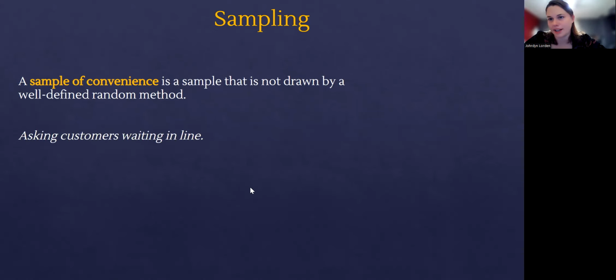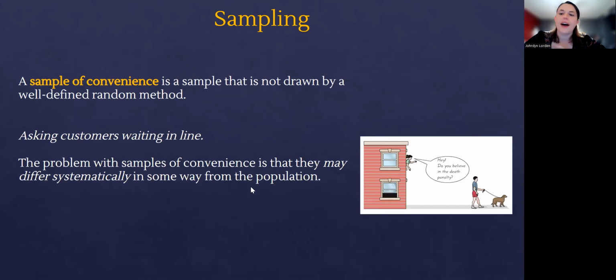Asking customers waiting in a line, asking people in your neighborhood, whereas your neighborhood may systemically differ from everyone you want to talk about in some way, right? So we want to make sure that we're sampling from various different backgrounds, or at least we're trying to be random about it to minimize any systemic differences that would separate our sample from the population.